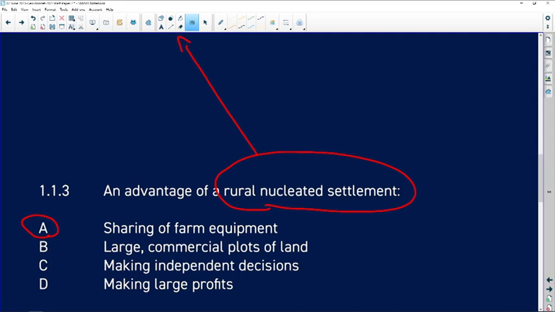When we look at commercial farms, they are usually dispersed, right? Because the purpose for big commercial farms is to make a profit. And they are usually privately owned. So these people make their decisions by themselves. So B, C, and D go hand in hand usually with dispersed rural settlements. Whereas farm equipment being shared is usually communal. Okay, so the correct answer for 1.1.3 will be A.